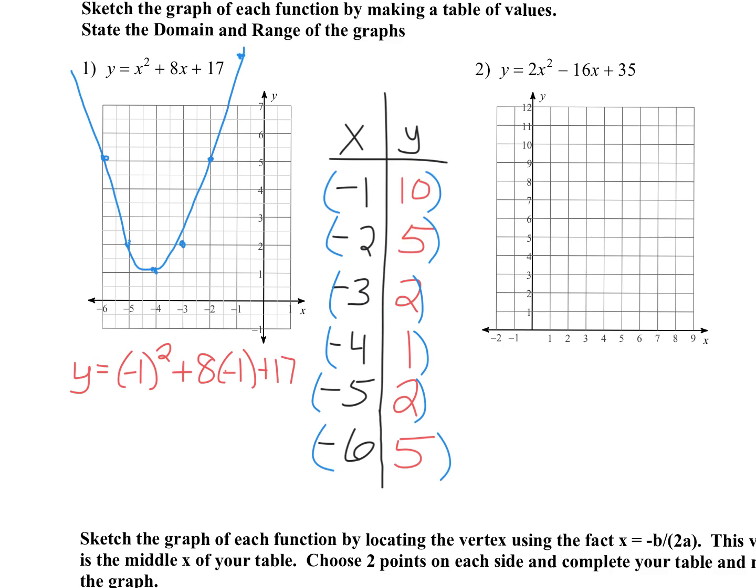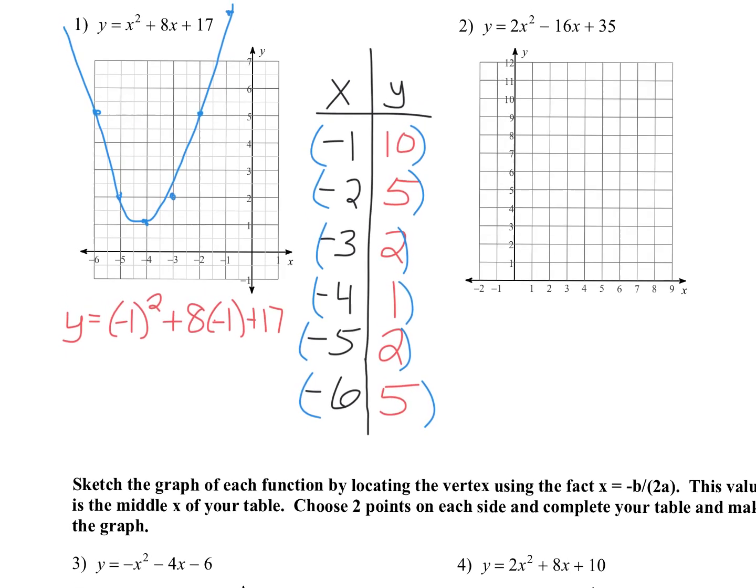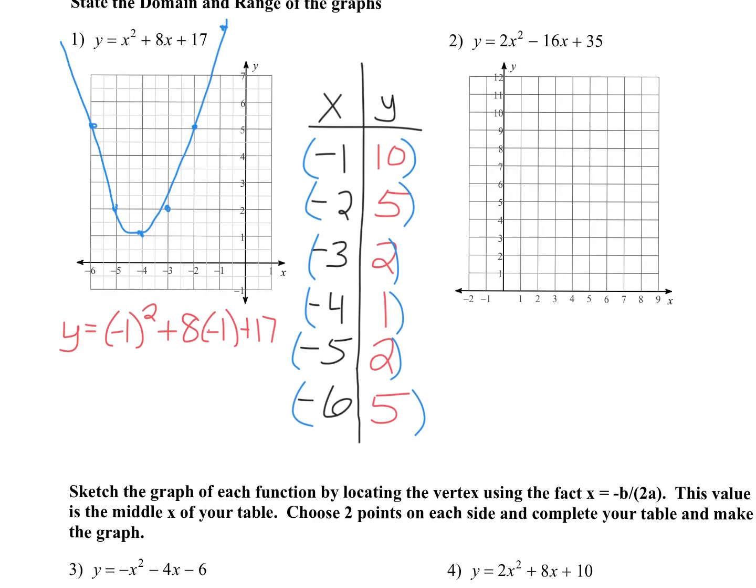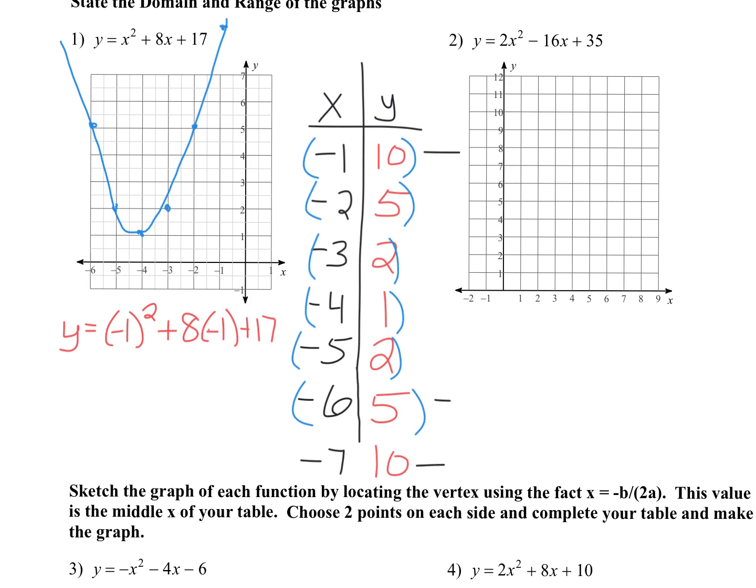Look at your table of values. What do you notice about your table of values? Anything? They reverse. What do you mean they reverse? It goes 10, 5, 2, 1, 2, 5. Yeah, what do you think if I plugged in -7, what do you think that value is going to be? 10. Yep, does everyone notice that? I have 10s, 5s, 2s, and then I have my 1 point in the middle.